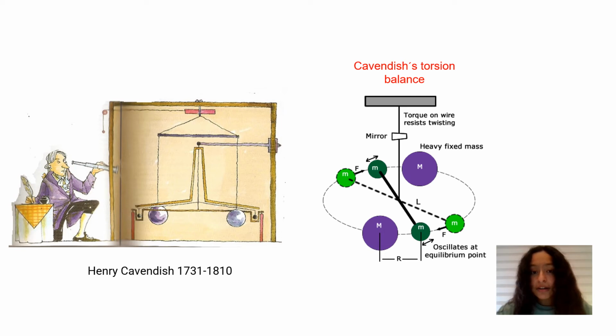Then he calculated his results by comparing the density of the balls with the density of the water. As he knew the masses of the spheres and how far apart they were, he carefully measured the force between them. And by using Newton's equation, he was able to calculate the G.